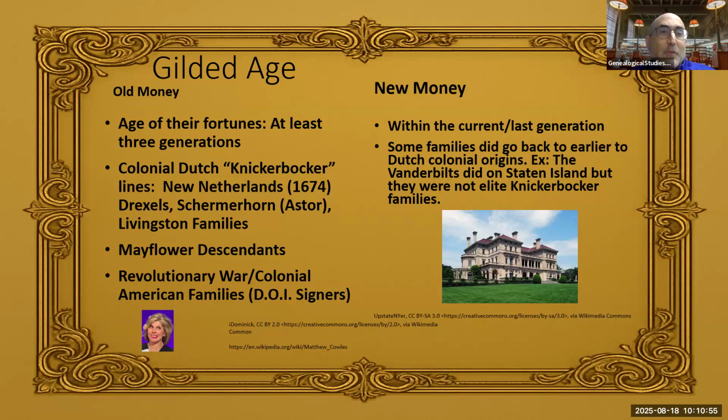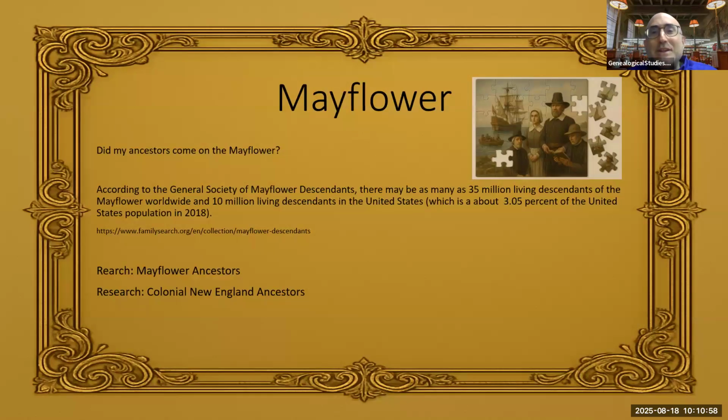Okay, now, when we say the Mayflower, you might be wondering, did my ancestors come on the Mayflower? And you might be surprised. According to the General Society of Mayflower Descendants, there may be as many as 35 million living descendants of the Mayflower passengers and crew worldwide, and 10 million living descendants in the United States, which is 3% of the United States population in 2018. So that is about 3 out of 100 people may have Mayflower ancestors.